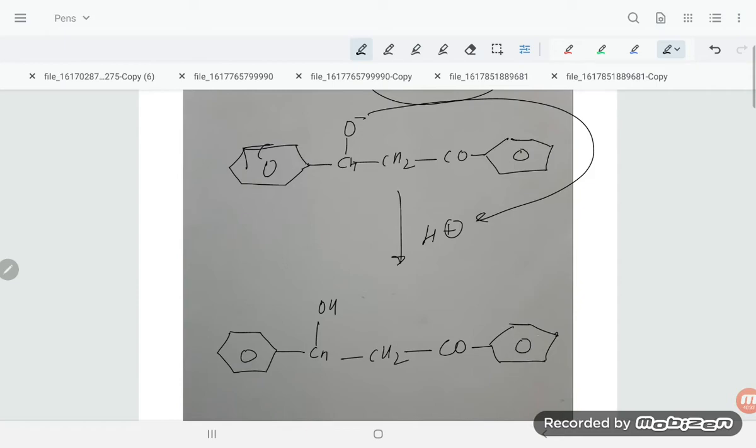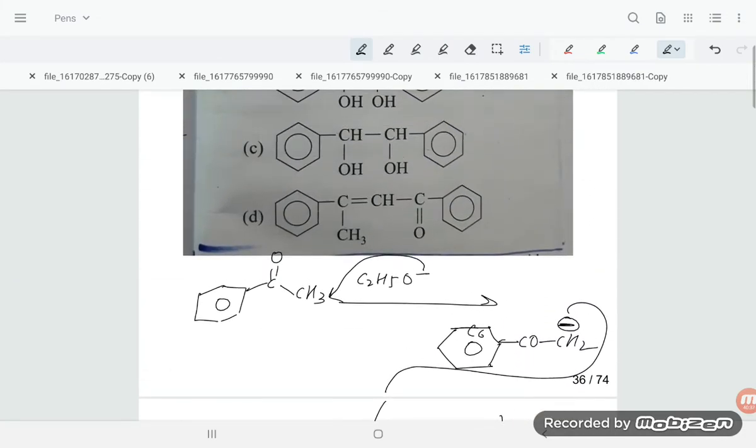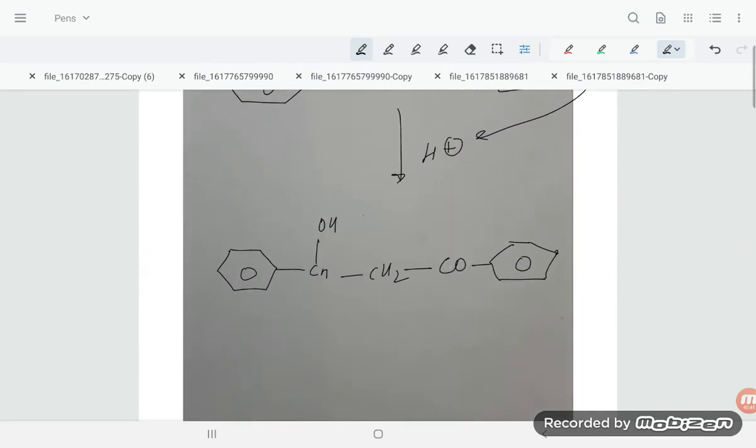So dear students, acetophenone is there, acetophenone. So acetophenone, it means CO, so that is CO.